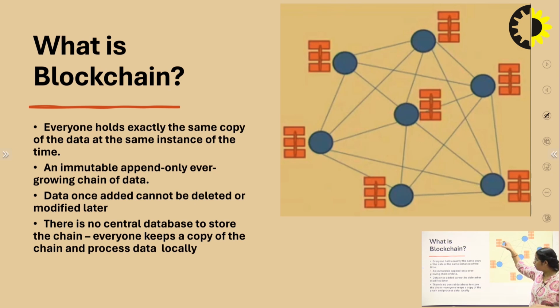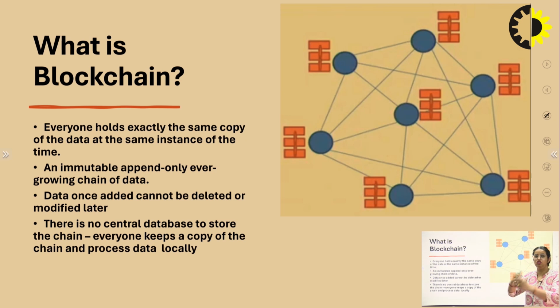So that means the same data or same transaction is added and reflected everywhere if there are any changes. But you cannot change it. Suppose by mistake we have added the wrong transaction, or we added some wrong entry in it, then it is not allowable to change that data. That's why we are saying it is an immutable, append-only, ever-growing chain of data.